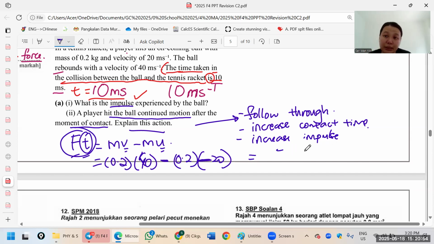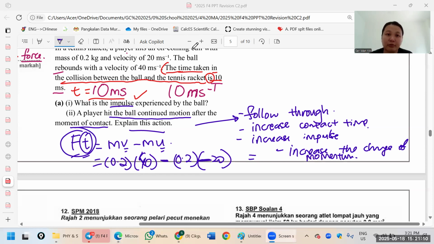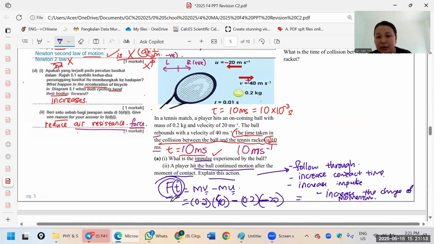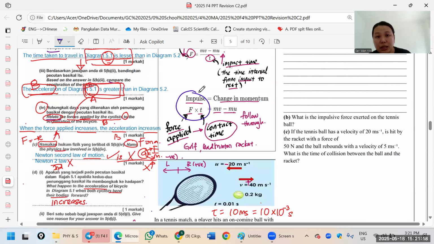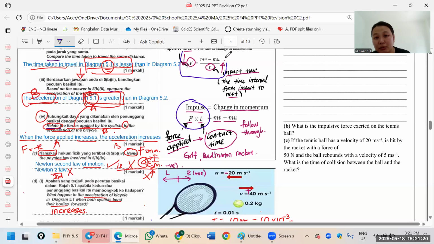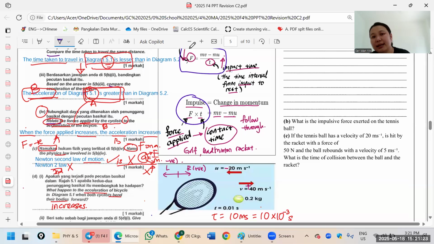Okay, then when you are increasing impulse, you are increasing what? You are increasing the change of momentum. Be careful. I'm talking about impulse. I'm not talking about impulsive force. That's the difference. For this one, you increase the time, you increase the impulse.